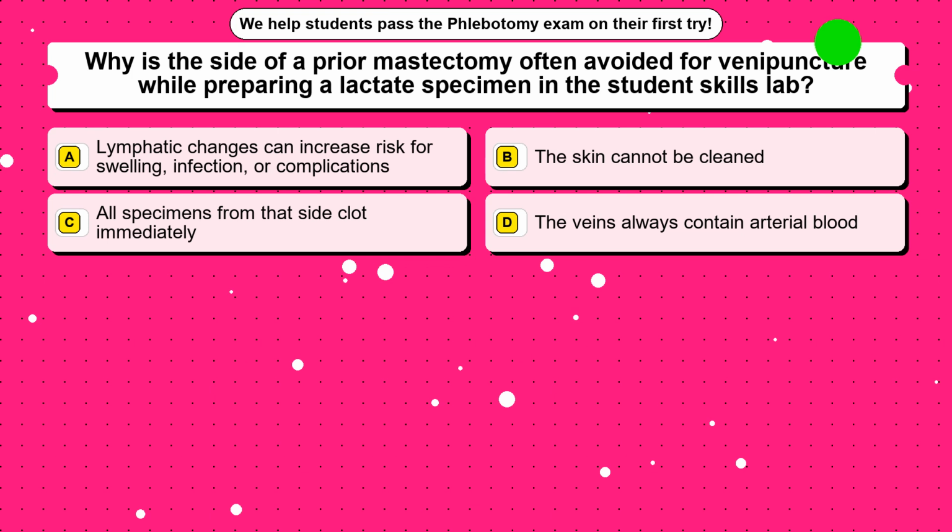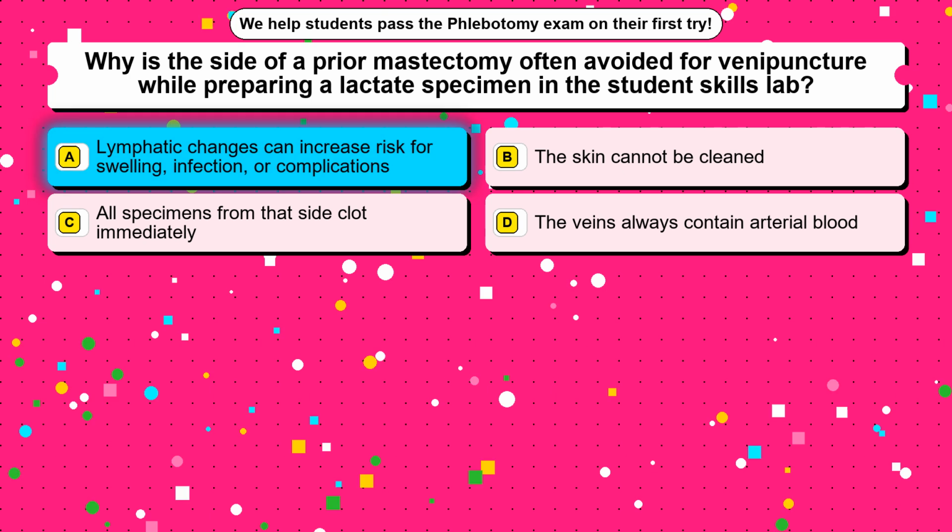Question 10. Why is the site of a prior mastectomy often avoided for venipuncture while preparing a lactate specimen in the student skills lab? Option A. Lymphatic changes can increase risk for swelling, infection, or complications. Option B. The skin cannot be cleaned. Option C. All specimens from that side clot immediately. Option D. The veins always contain arterial blood.